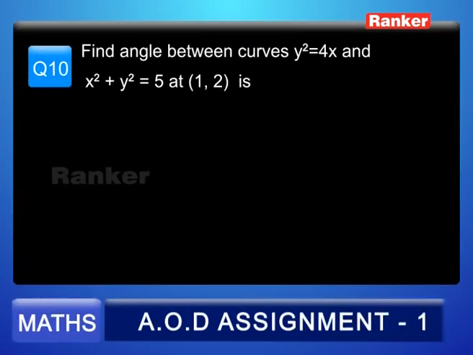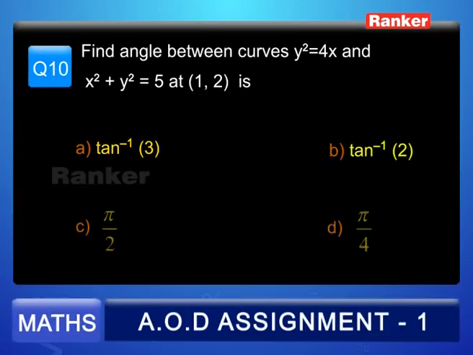Next question. Find the angle between the curves y square is equal to 4x and x square plus y square equal to 5 at the point 1, 2. Option A, tan inverse 3. Option B, tan inverse 2. Option C, pi by 2. And option D, pi by 4.